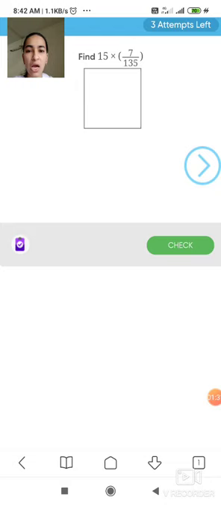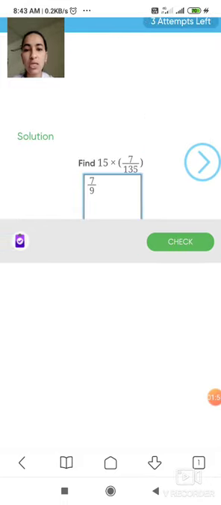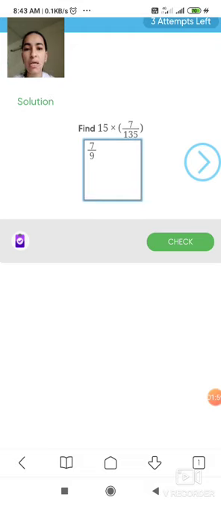Okay, students, the first question is find 15 multiplied by 7 upon 135. You can see 7 upon 135 is a fraction, and the fraction is multiplied with a whole number. You have to multiply this and tell me the answer. What is the answer for this? Now you can see this answer is 7 upon 9. How is it 7 upon 9? Because in the 15 table, 15 ones are 15 and 15 nines are 135. So 7 upon 9.